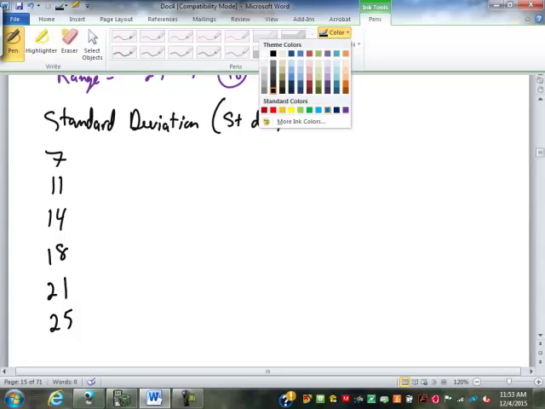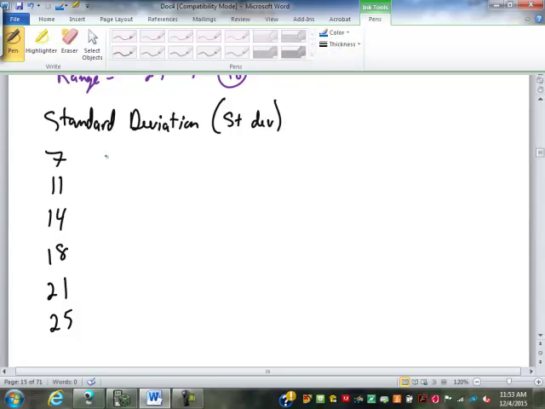And we are subtracting our mean, we've already found our mean, so I kind of skipped that step. The mean is 16, so we're going to subtract 16. 7 minus 16 is negative 9. Good. 11 minus 16?